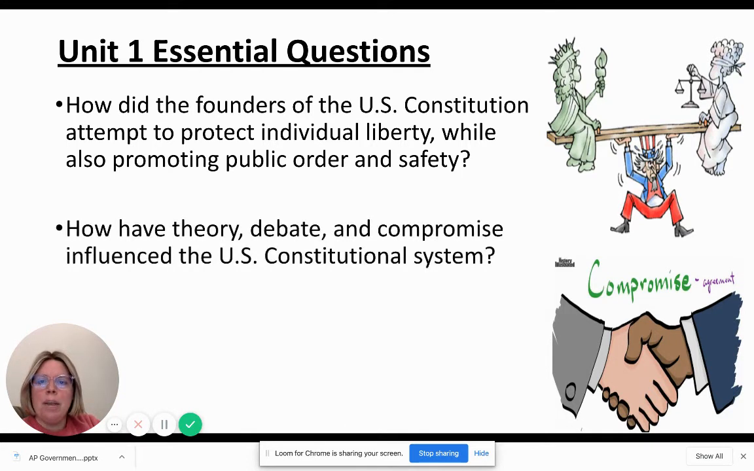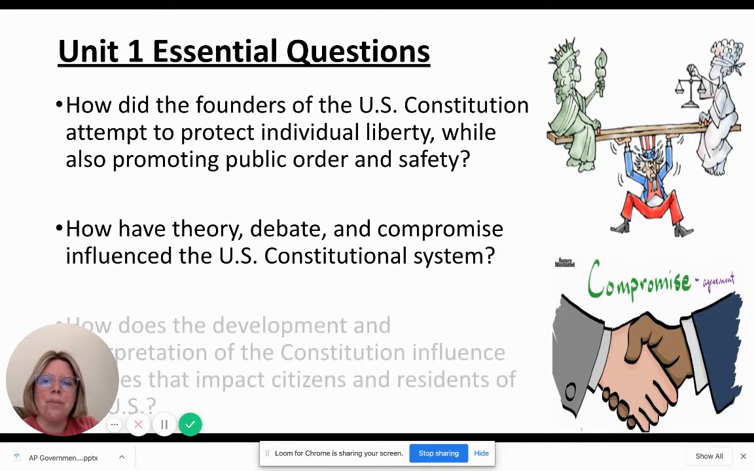How have theory, debate, and compromise influenced the constitutional system? So for this one, guys, the compromises I would focus on are basically understanding the differences of the states, their diversity of interests economically, and their diversity of interests geographically. For that one, I would make sure that I know the compromises and understand the purpose and the reasoning behind each of those.